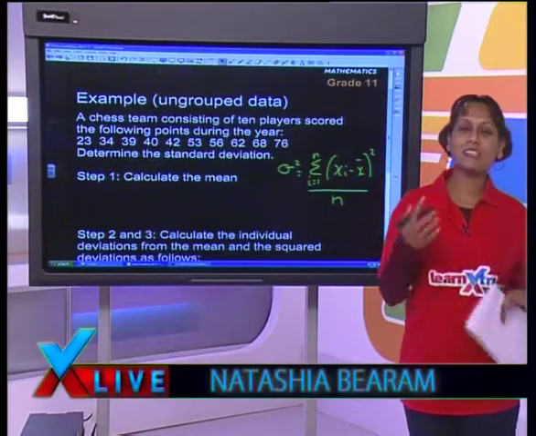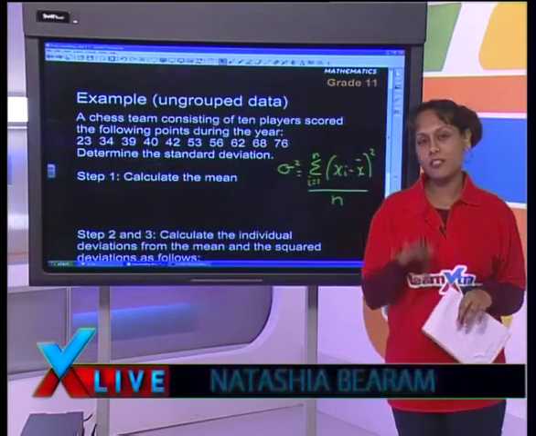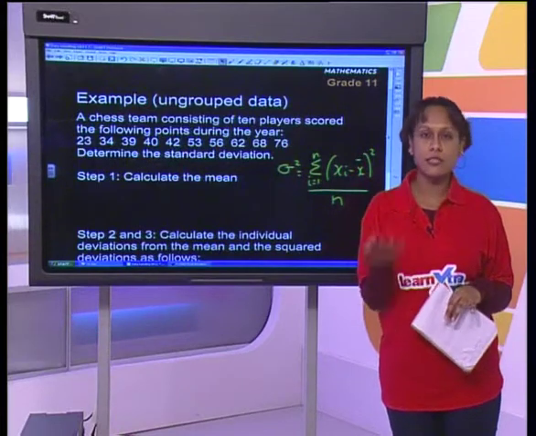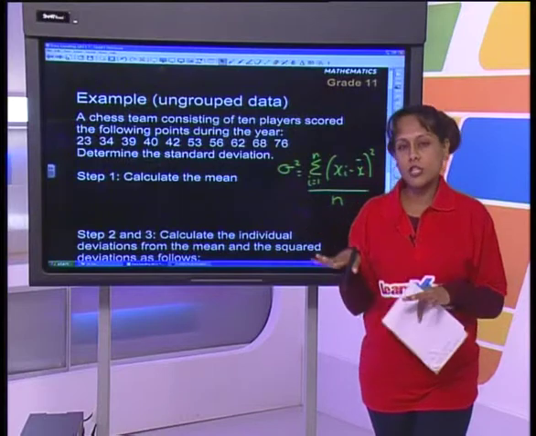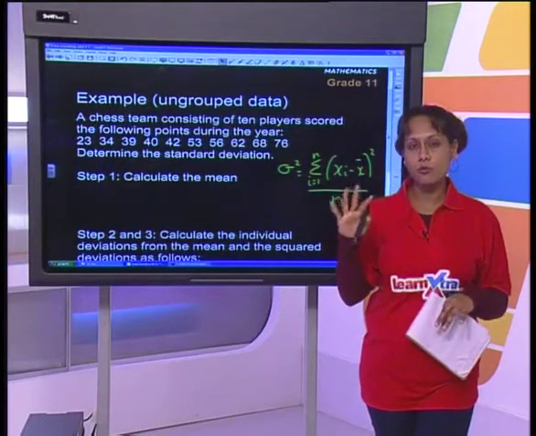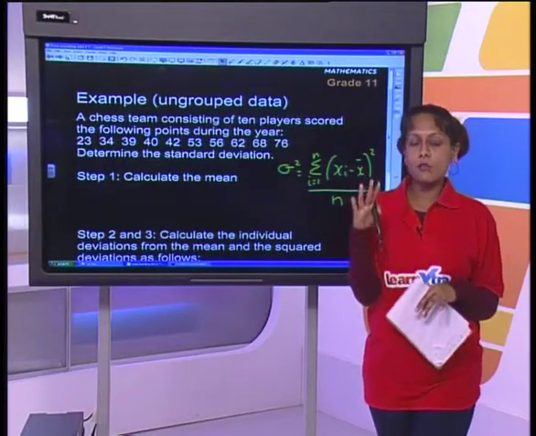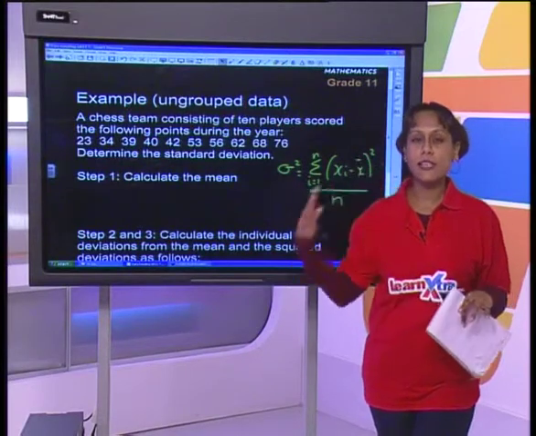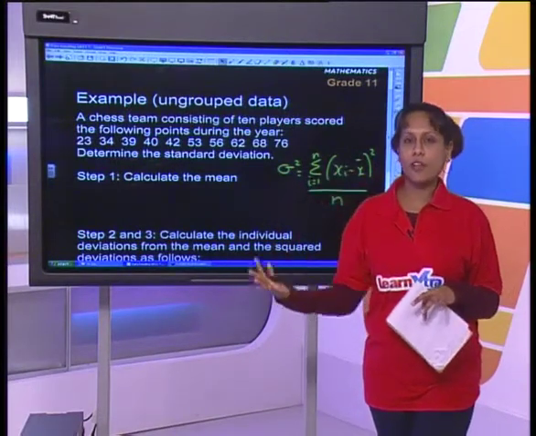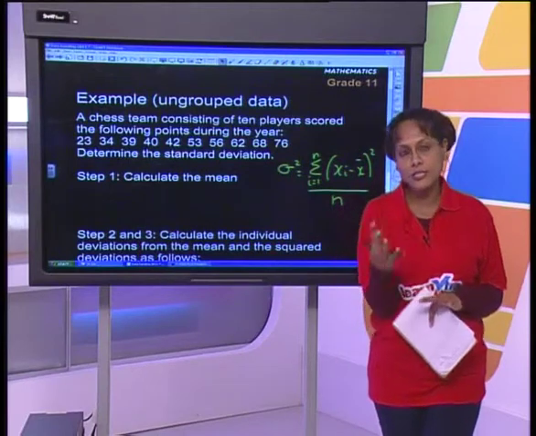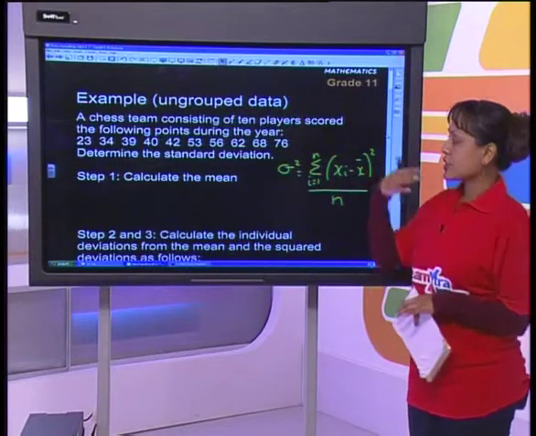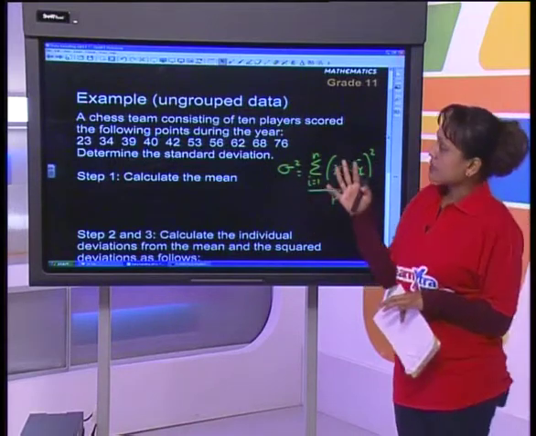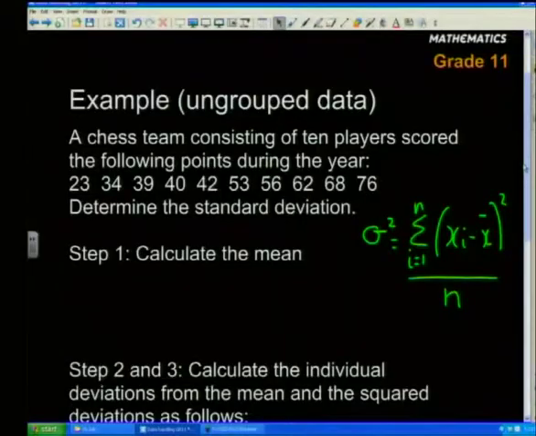All right, so as I said before, we're going to look at standard deviation and variance, and it's all going to make much more sense with an example. We're going to look at two different examples. Right now, we're going to look at an example using ungrouped data. Ungrouped data just means we're looking at discrete data values, so we're just looking at integer values. We're not looking at continuous data just yet. In this case, we're looking at chess scores.